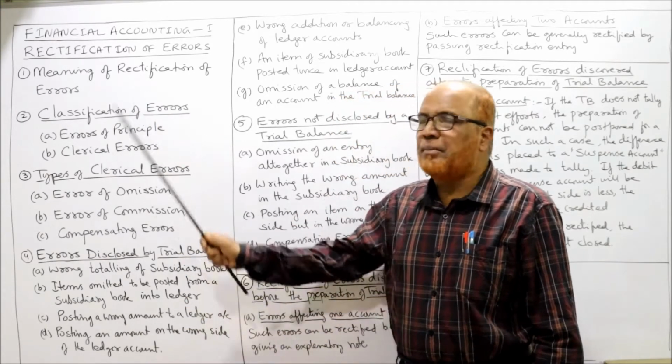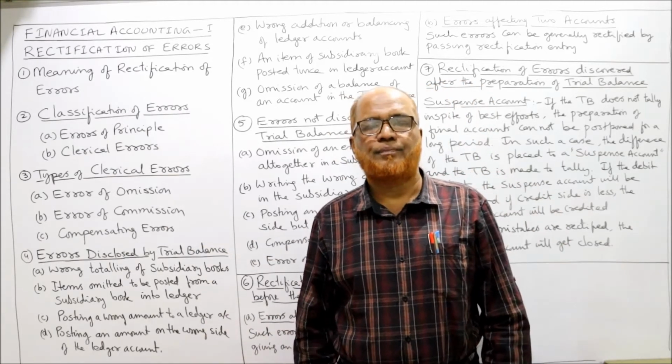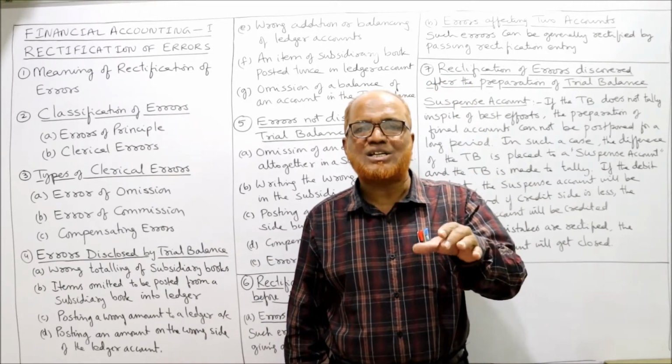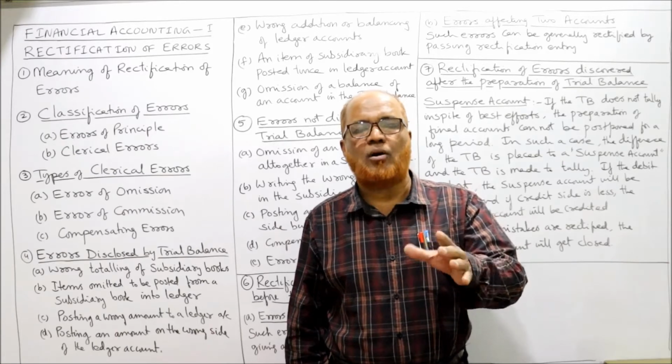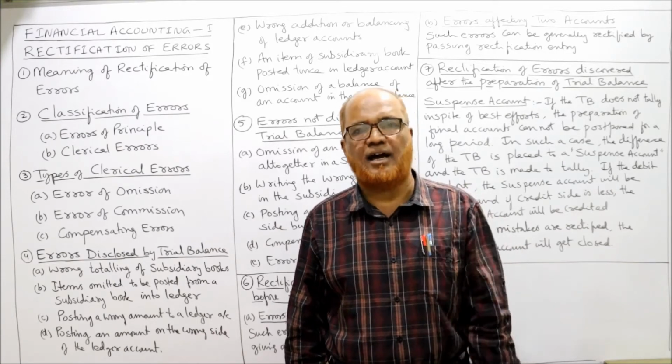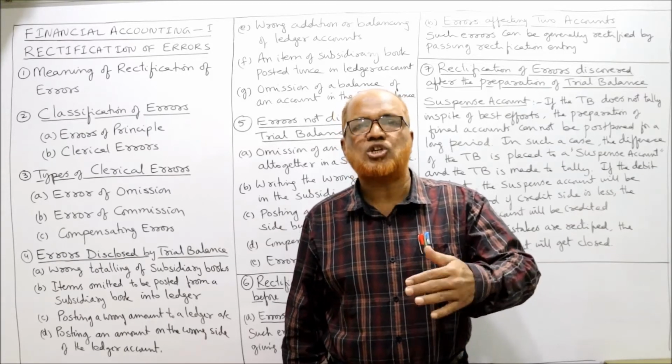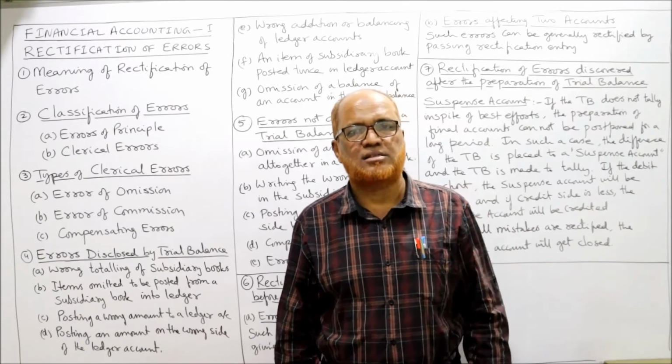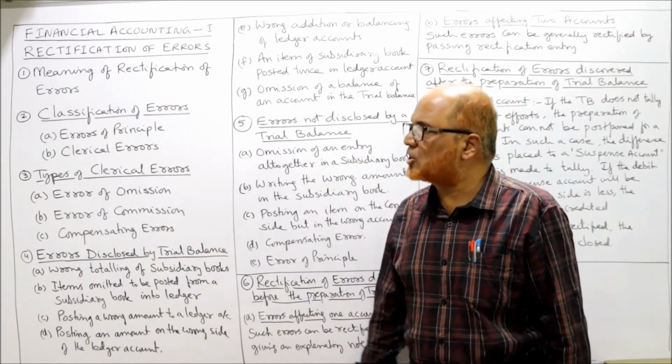So first of all, the meaning of the term rectification of errors. The errors are the mistakes which are committed by the bookkeeper or the accountant while writing the accounts. And rectification means correcting those errors. That's the meaning of rectification of errors.